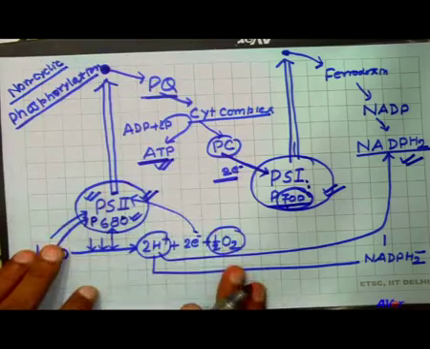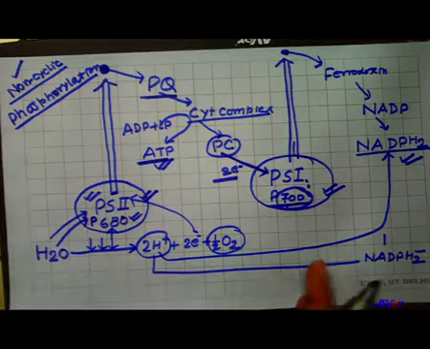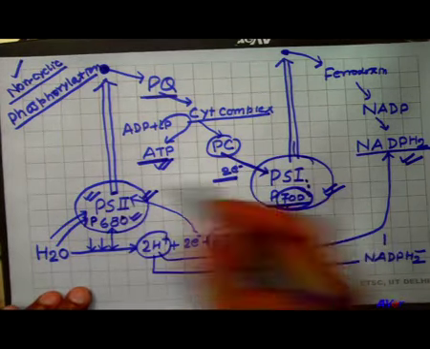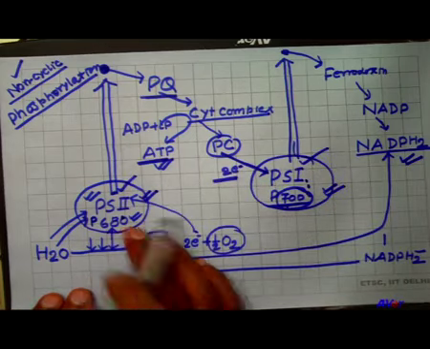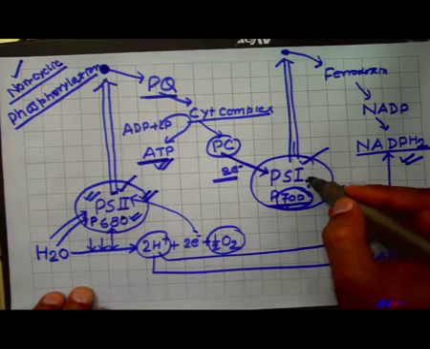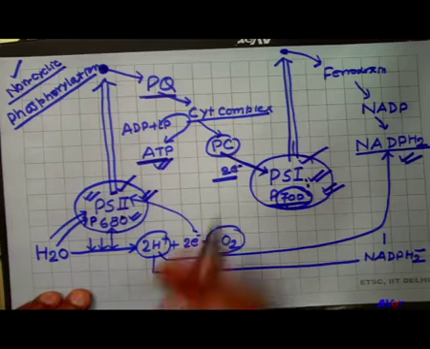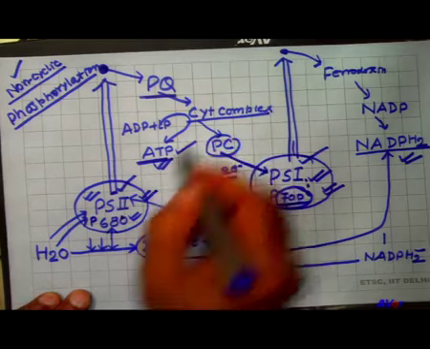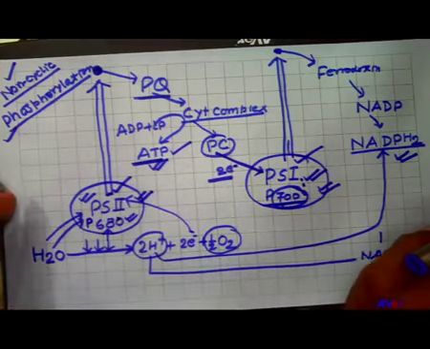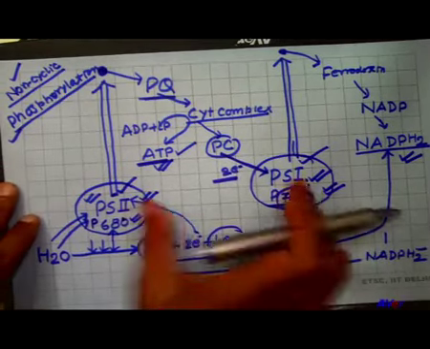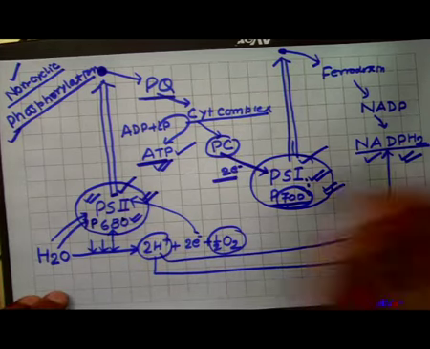So, there are two types of phosphorylation, non-cyclic phosphorylation as well as cyclic phosphorylation. The difference is that in non-cyclic phosphorylation two pigment systems are involved, that is pigment system 1 and pigment system 2. But in case of cyclic phosphorylation only one pigment system is involved, that is PS1 P700. In both cases ATP is formed. So, these are the common things between the cyclic and non-cyclic phosphorylation.